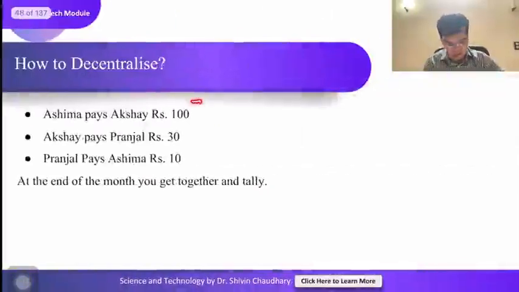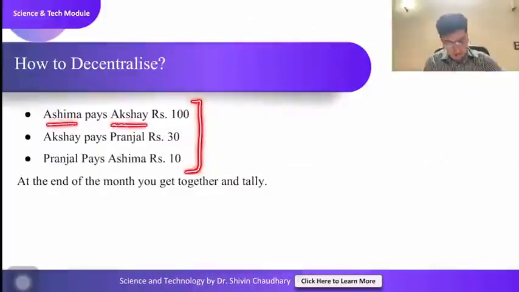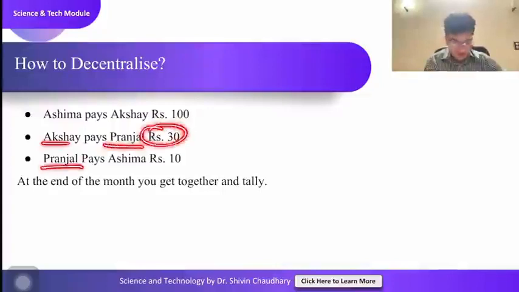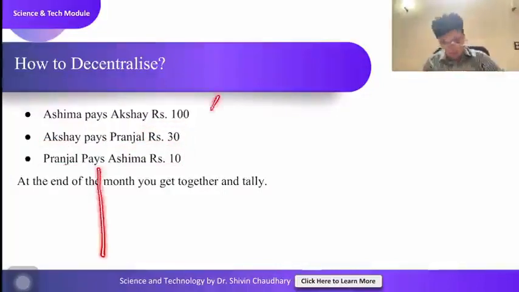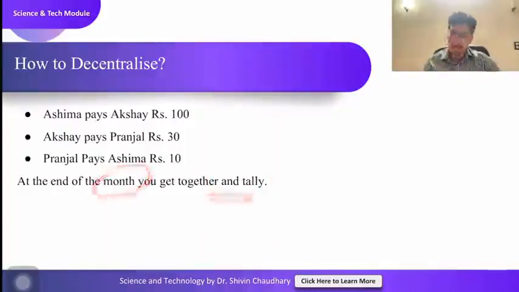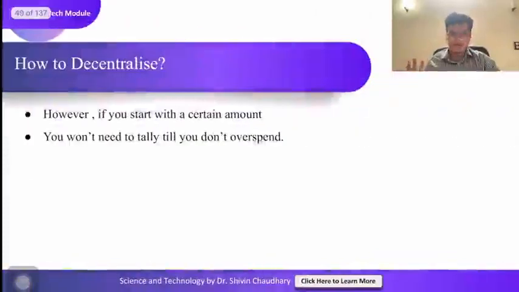तो मान लो ये ट्रांजैक्शंस हैं, आशिमा pays अक्षय ₹100, अक्षय pays प्रांजल ₹30 एंड प्रांजल pays आशिमा ₹10, राइट? ऐसी बहुत सारी ट्रांजैक्शंस होती रहती हैं, एंड एट द एंड ऑफ द मंथ यू गेट टुगेदर एंड यू जस्ट टैली देम एंड यू से कि अच्छा यार इस मंथ में ये ट्रांजैक्शंस हुई एंड सबके पास इतने इतने पैसे होने हैं। बन गया लेजर। नाउ यू डोंट नीड अ सेंट्रल अथॉरिटी, राइट?